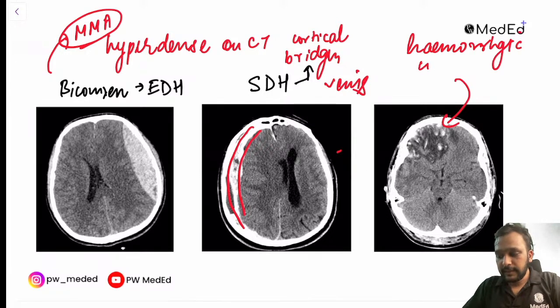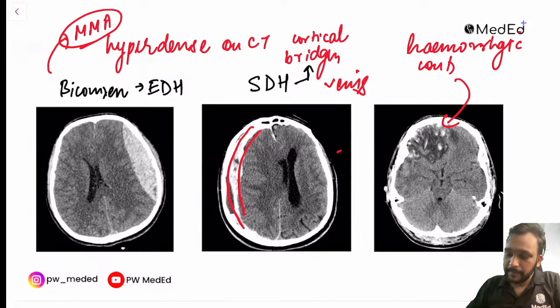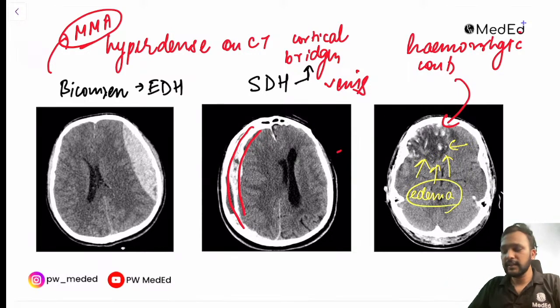Remember that an intraaxial bleed, or bleed within the brain parenchyma, will be surrounded by an area of hypodensity, which is your edema. So when an area of hypodensity is present, it means there is edema and an intraparenchymal bleed.